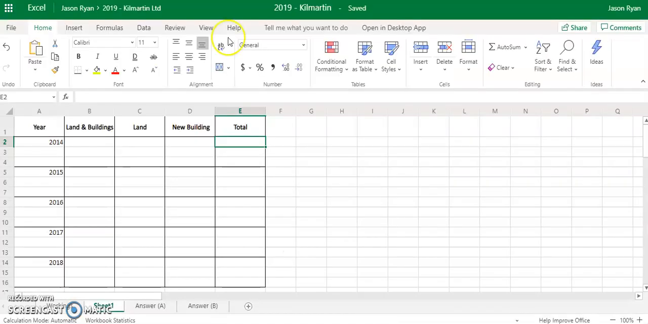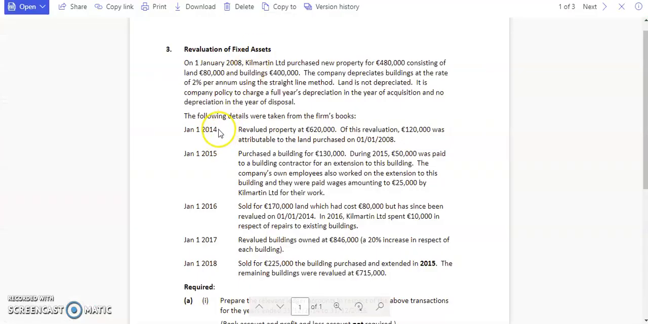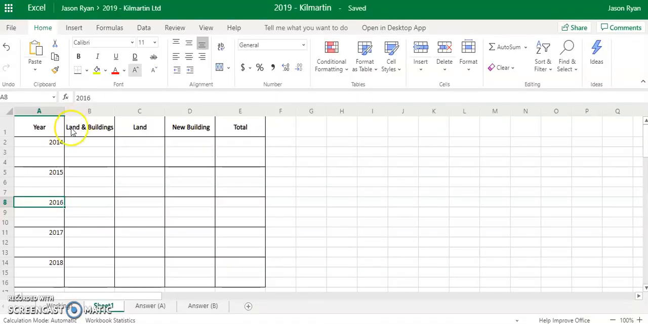Okay, so the first thing you have to do is draw out your table. The headings for this table are going to be the year, land and buildings, land, new buildings, and total. Land is going to be separated because land is not depreciated, and usually in the question we buy a new building or build a new building. Then down along the year side, you're going to put in the years as given in the question, like 2014, 2015, 2016, 2017, 2018. So each one of those years goes down along the side here.